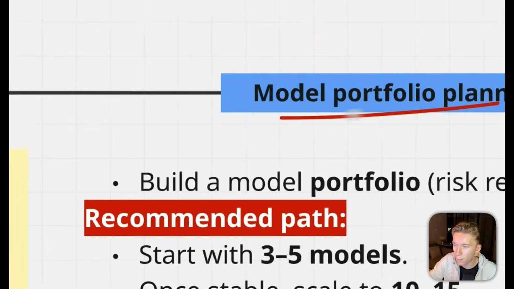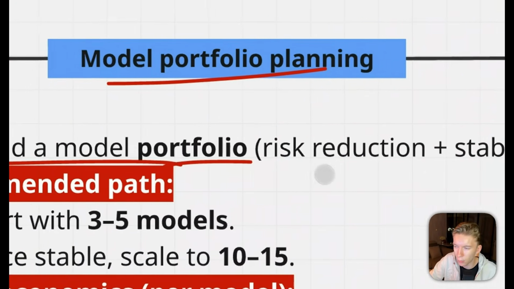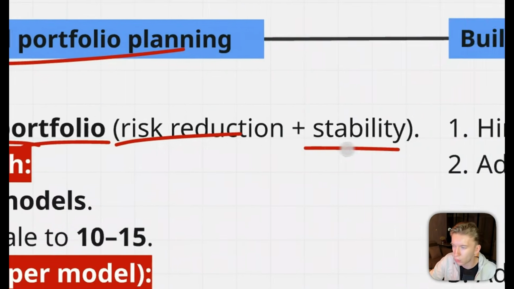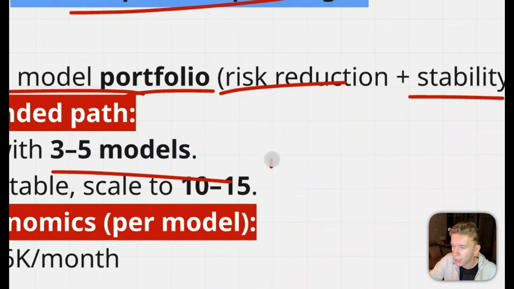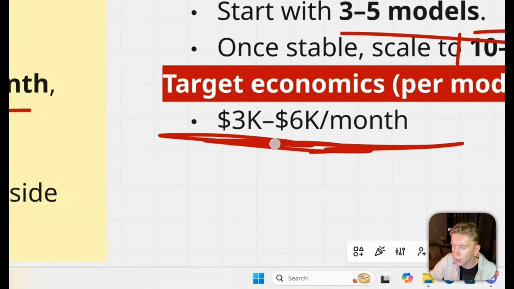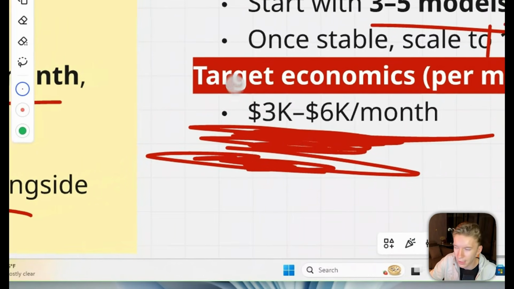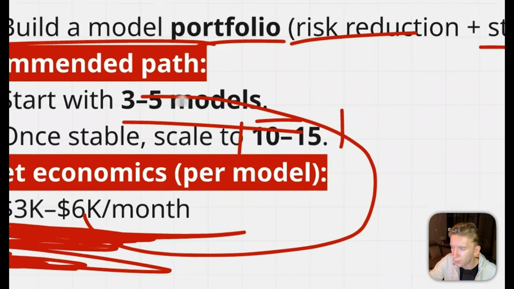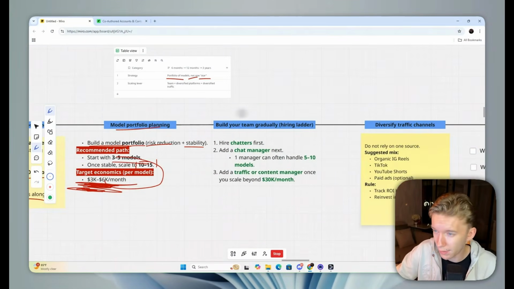Now, for model portfolio planning, you're obviously in the future going to build out a model portfolio for risk reduction and stability. You're going to start with 3 to 5 models. Once scalable, you can then go on to 10 to 15 models. Ideally, you want each model to make 3 to 6K per month. It is very important, because if you've got 5 models doing that, you're looking at 30 to 50K.